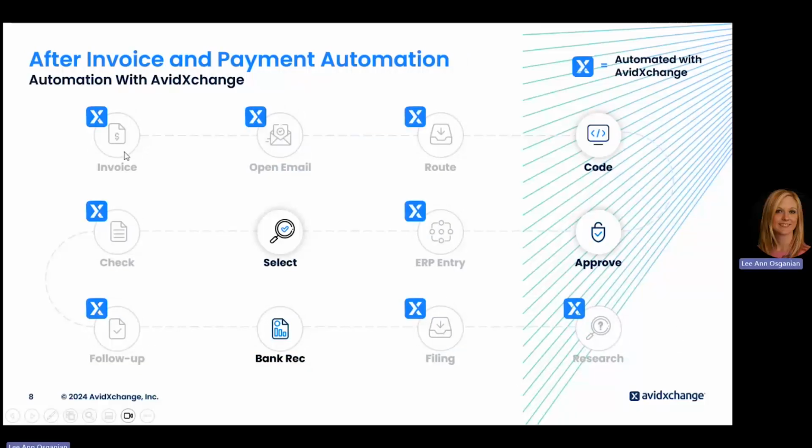With AvidXchange, we reduce that down to just a couple of steps here that you can see. Any place you see the blue X, those steps are automated with AvidXchange. So essentially, you're left with just making sure the coding on that invoice is coded correctly, approving it, still controlling which invoices need to be paid and approved, and then your bank reconciliation. Everything else gets automated with our platform. So lots of efficiency that can be had here.